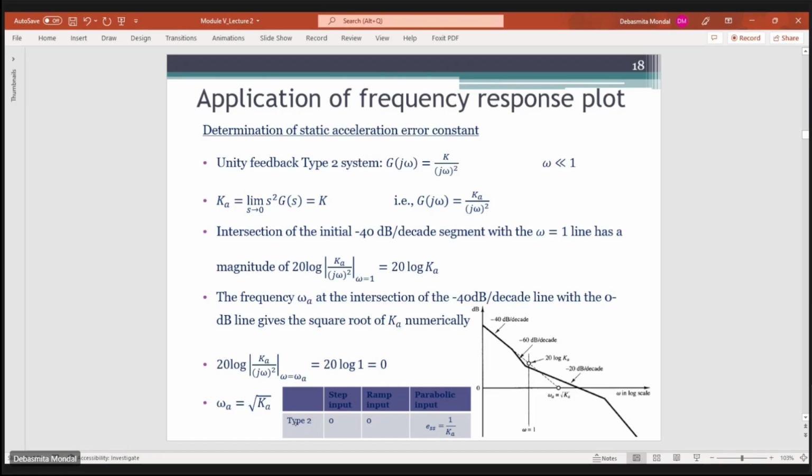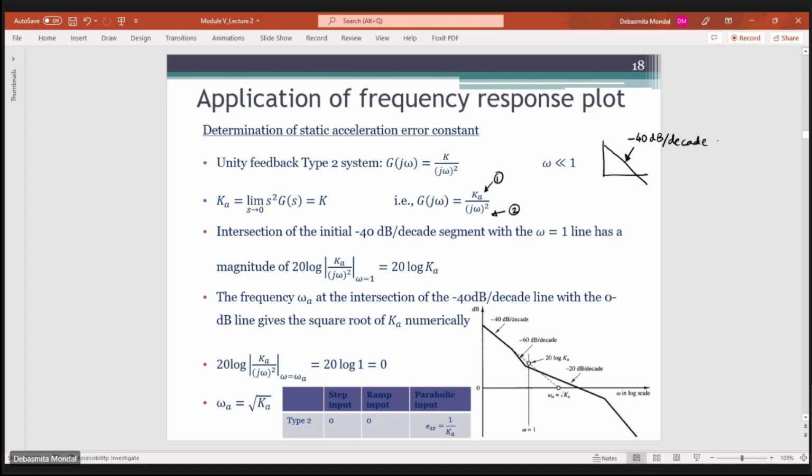Now let's say the Bode plot of a type 2 system is given by this one. Since there are now two poles at the origin, the initial slope will have two components. This is component number 1 and this is component number 2. For this (j omega) square, we'll have a straight line, and the slope will be equal to minus 40 dB per decade.